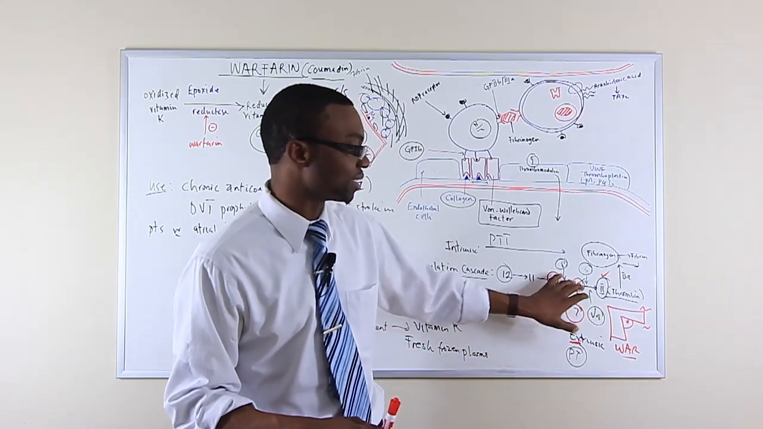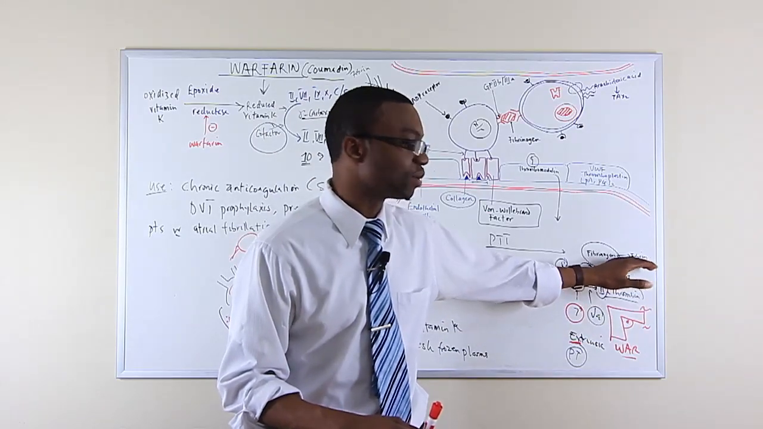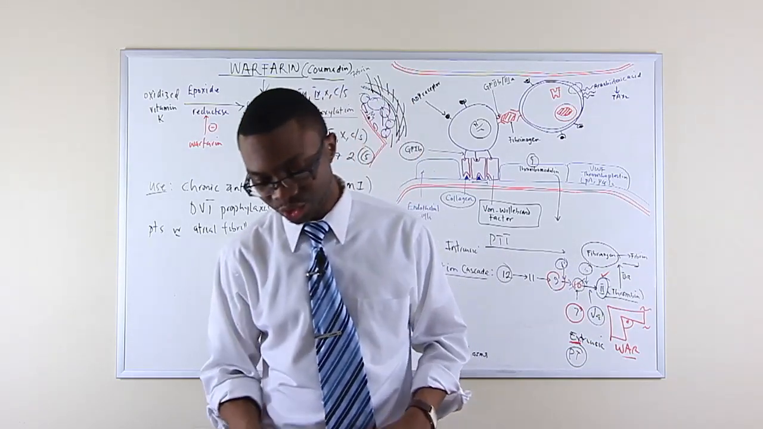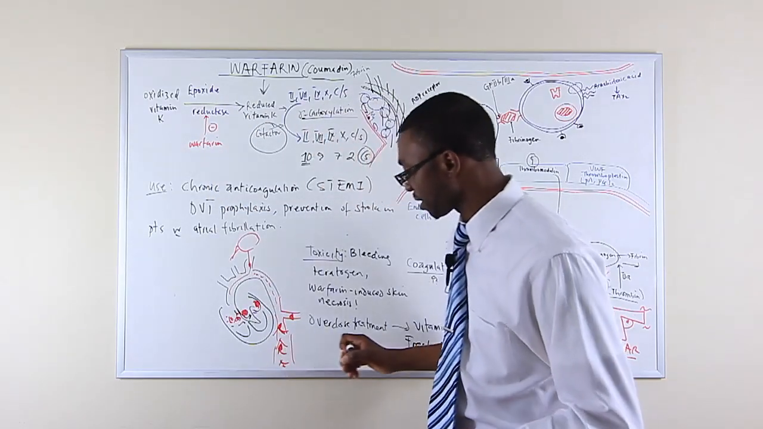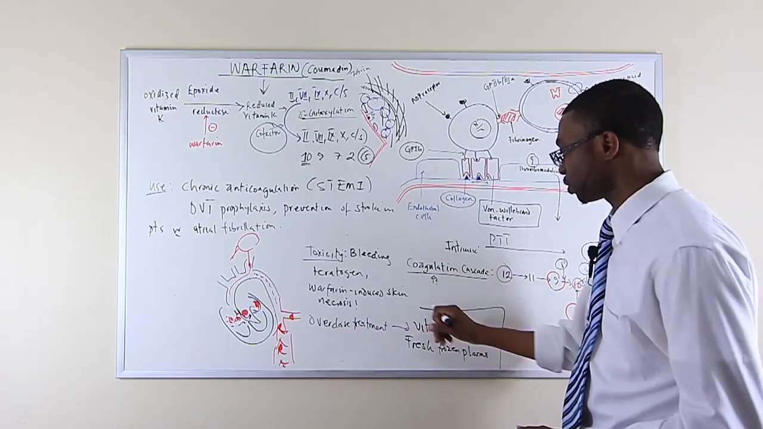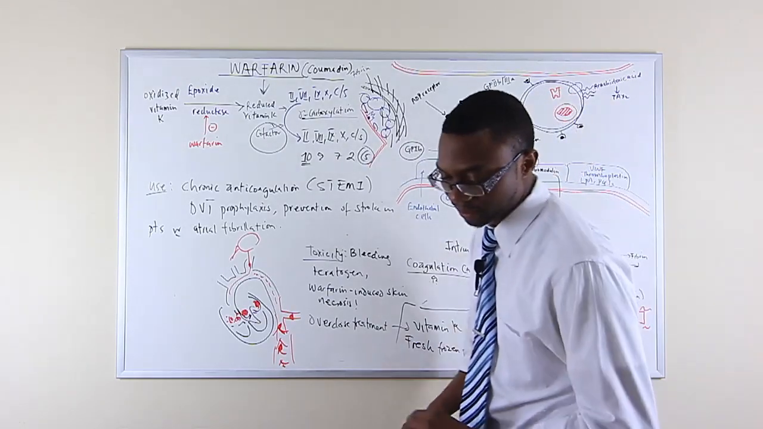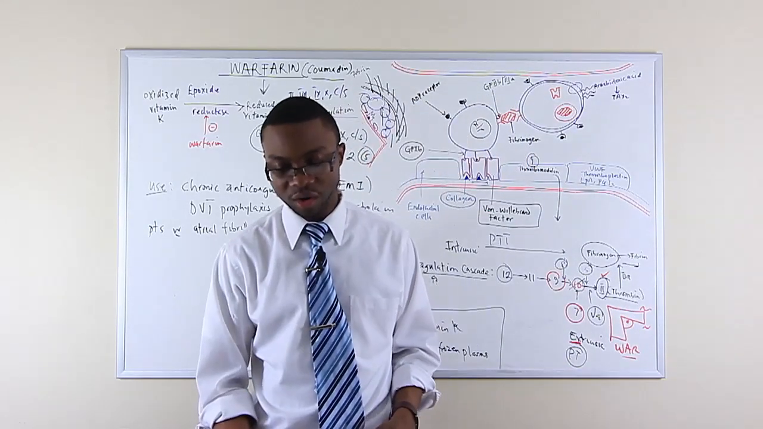Because once you put them back into place, the machine starts to run, you make thrombin, you make fibrinogen and fibrin, and the patient stops bleeding. So do not forget that vitamin K and fresh frozen plasma are the drug of choice to reverse warfarin. And that basically brings us to the end of our lecture on warfarin.